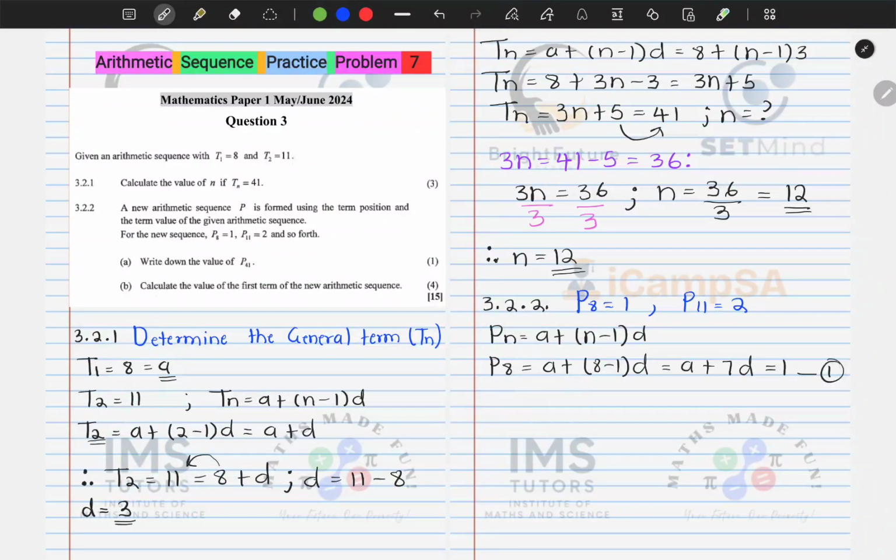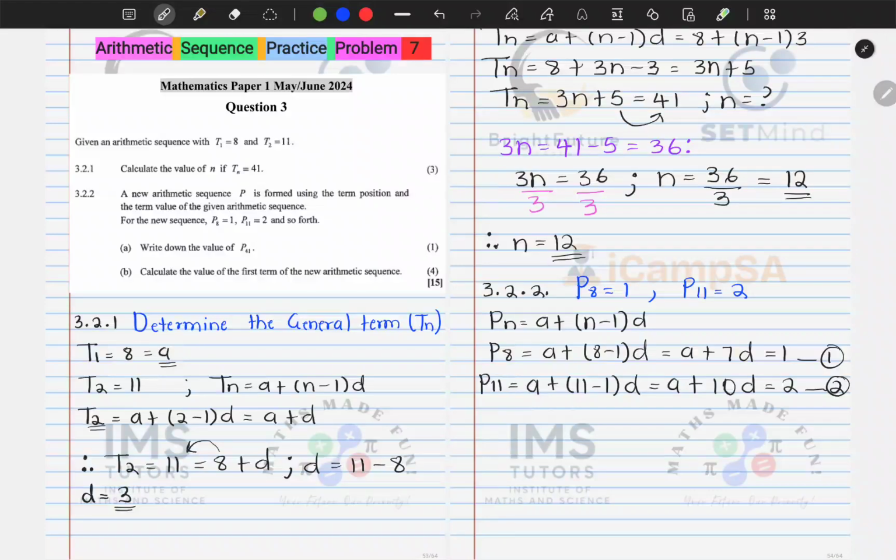I'll call this equation 1. Then when we go to P11, it will be a plus 11 minus 1 times d, which will be a plus, if you observe carefully, 10d, and we'll call this equation number 2. Well, I need to equate it to what it is, which is equal to 2. So we have two equations which we can use to solve for what we need.